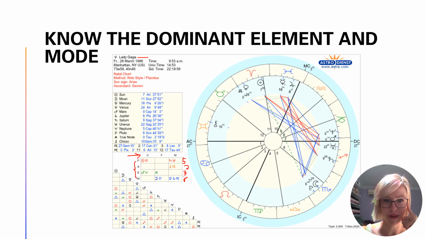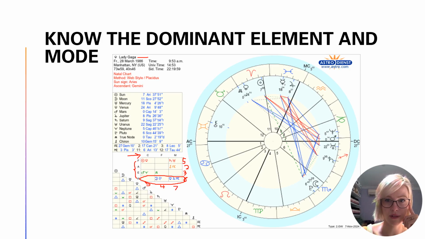So dominant element water. Now her modes, cardinal. Remember we do 2 for the sun, 3, 4, 5. So cardinal we give 5. Fixed, give 2 for the moon, 3, 4. And we've got 1, 2, 3, 4, 5, 6, 7 in the modes.